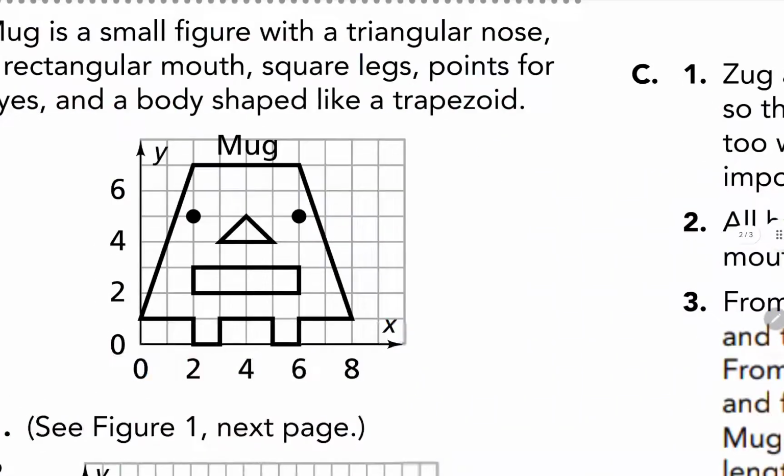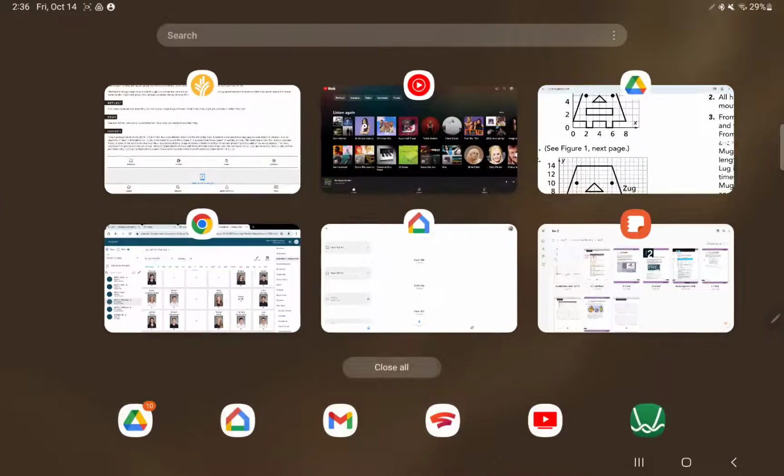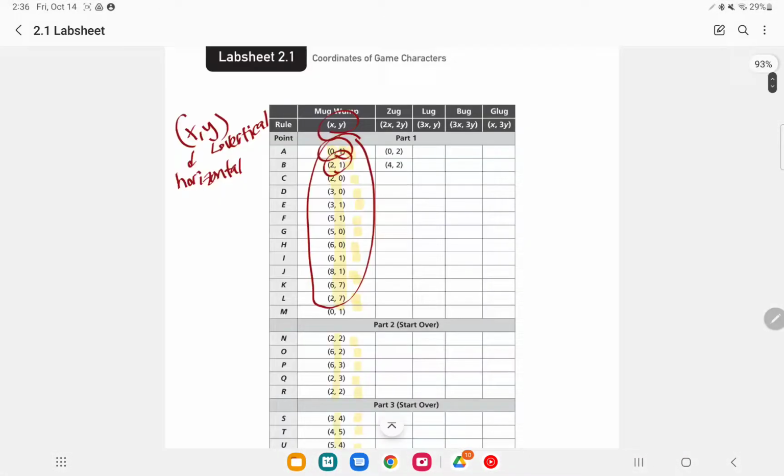So this is Mug. So label this guy, this is Mug, that's what his name is, and that is the first in the Wump family. Remember, we're looking at the Wump family here, and if we come back to our table, we graph that first column. Next, we're going to go ahead and graph that second column for Zug. It's because if you look at part B out of your notes, it says use the columns for Zug, Lug, Bug, and Glug. So we're finding the coordinates for them.